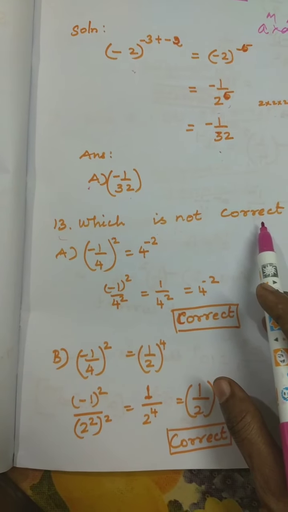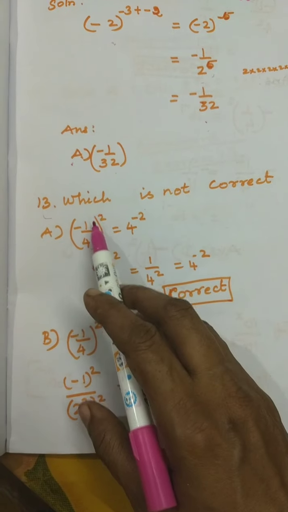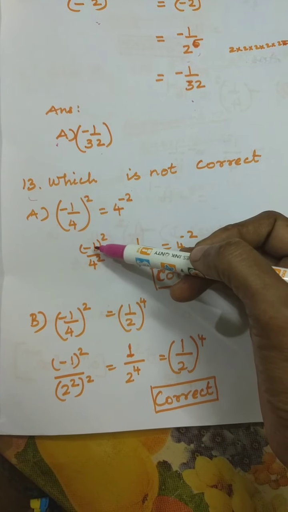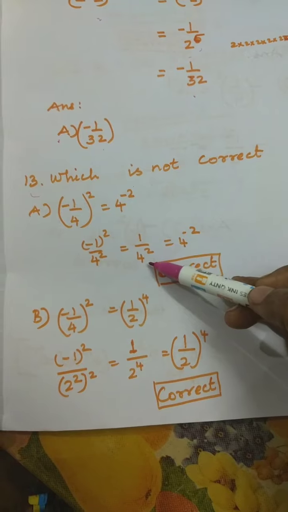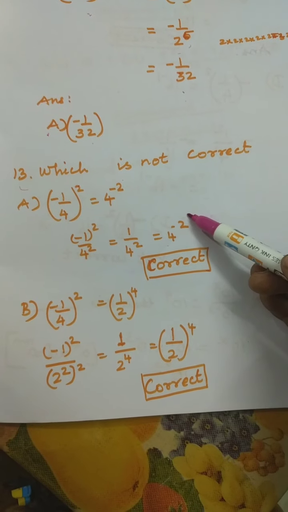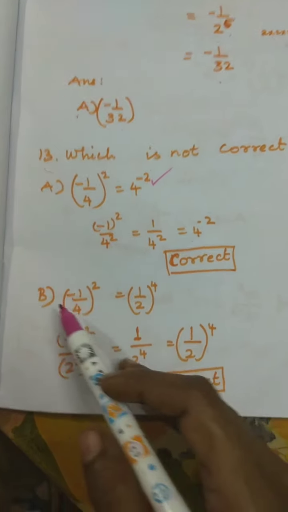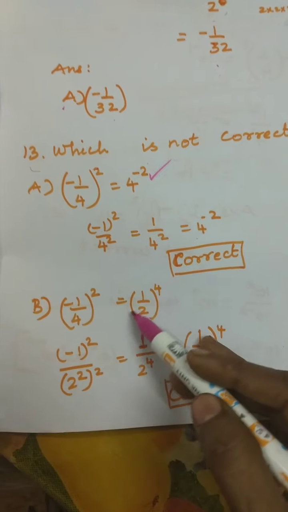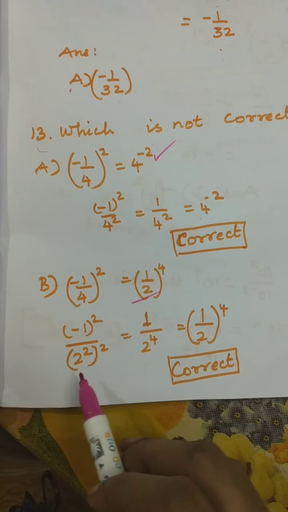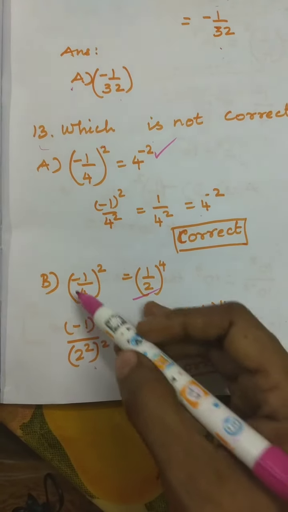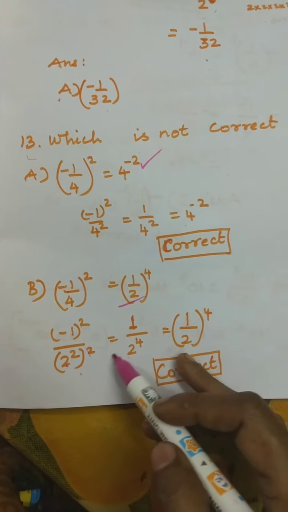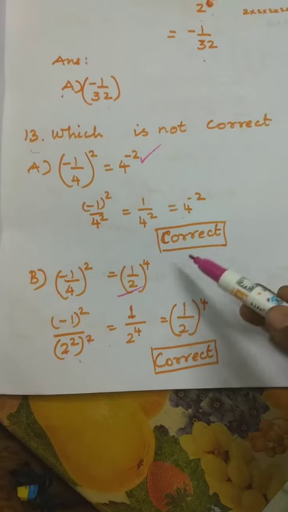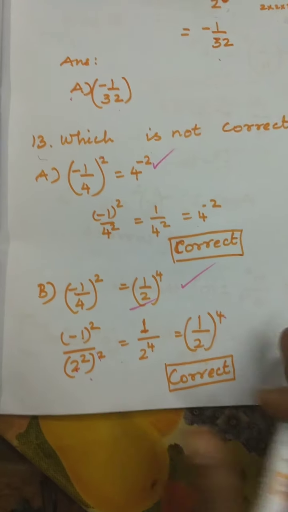13. Which is not correct? A: minus 1 by 4 is equal to 4 power minus 2. 1 by 4 the whole square, 4 minus 1 square, 4 square. That is equal to 1 by 4 square. We can write this as 4 power minus 2. So it is correct. Next, B: minus 1 by 4 the whole square equal to 1 by 2 the whole power 4. You have to check whether this is correct or not. Minus 1 the whole square, minus 2 square. You can write 4 as 2 square the whole square, which is equal to 1 by 2 power 4. Minus 1 plus 1. So 1 by 2 the whole power 4. This is also correct.